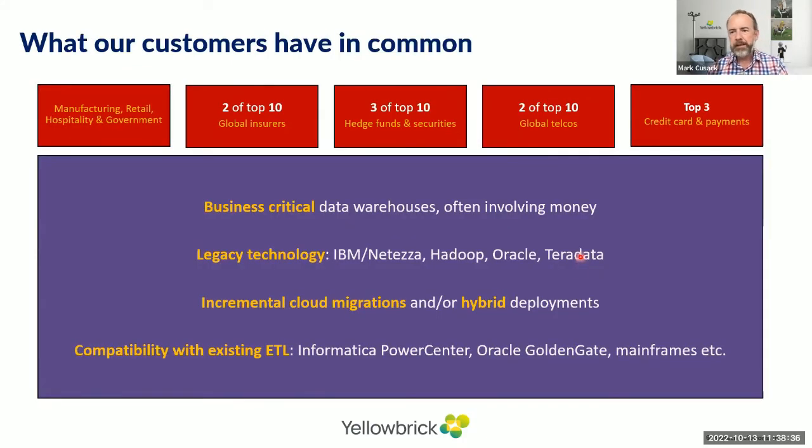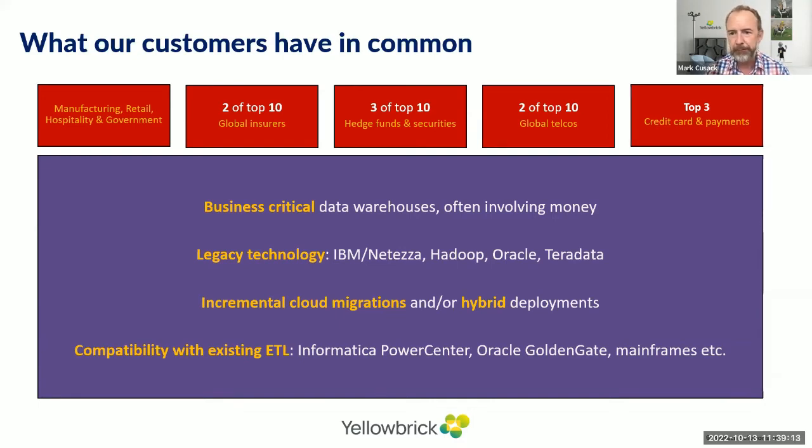So many of our customers have lots in common. We have customers in the manufacturing areas, within retail, within hospitality, and within government. And in fact, 2 of the top 10 global insurers count us as vendors to them for their data warehousing. And 3 of the top 10 hedge funds actually use Yellowbrick, and 25% of all equities trades every day in the US actually pass through Yellowbrick systems and are used to provide financial and regulatory reporting on a daily basis.